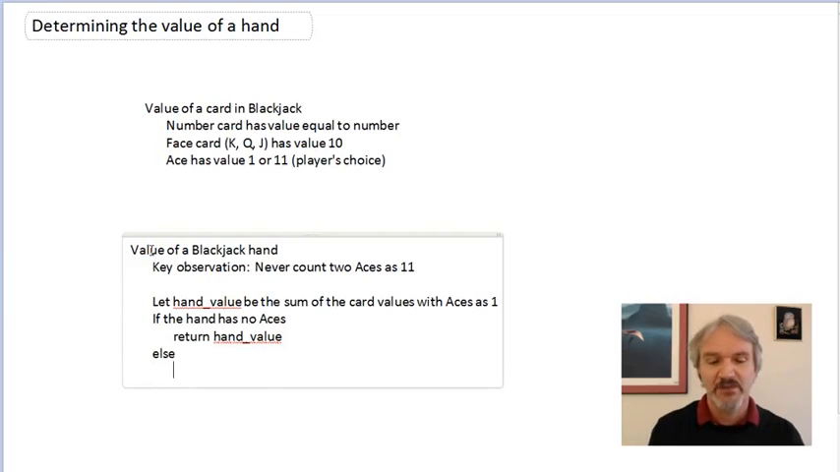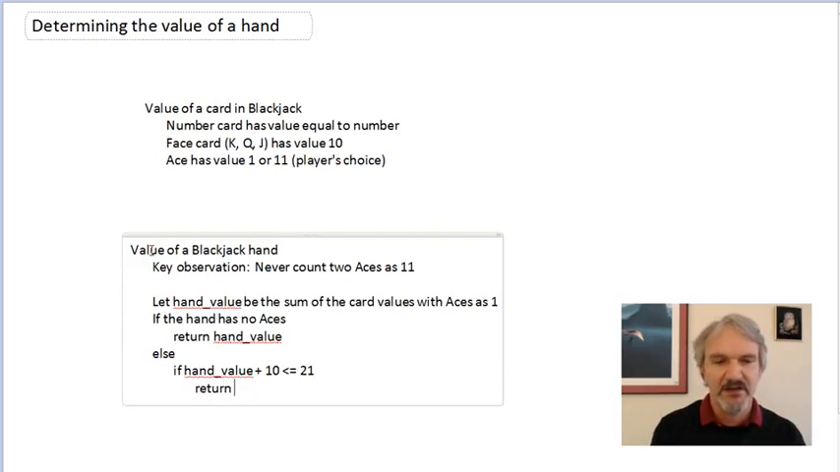So the logic we need is the following. What happens if we counted 1 of those aces as 11? That would increase the value of the hand by 10. And if it doesn't bust, we should probably do that. So else if hand value plus 10 is less than or equal to 21, we return hand value plus 10. Else, we return hand value.